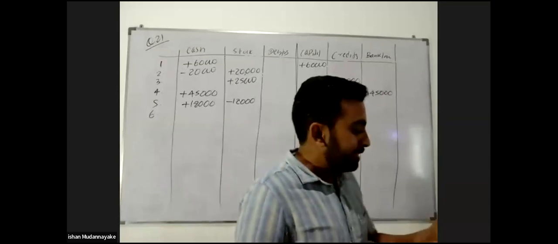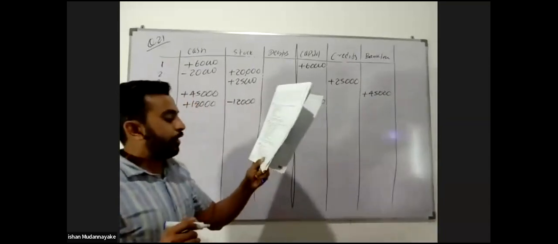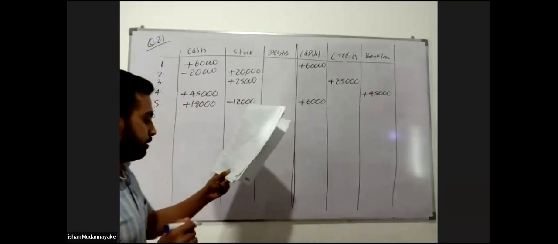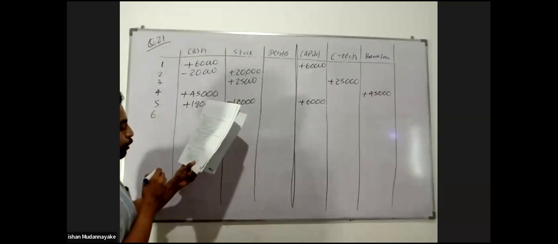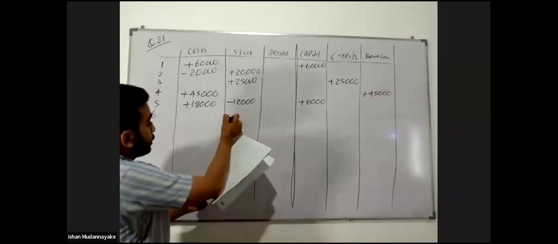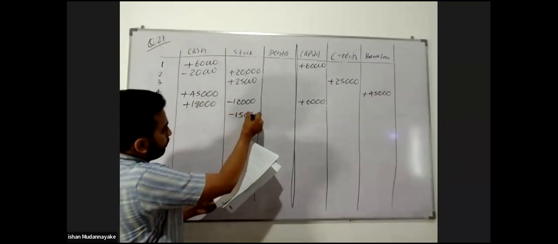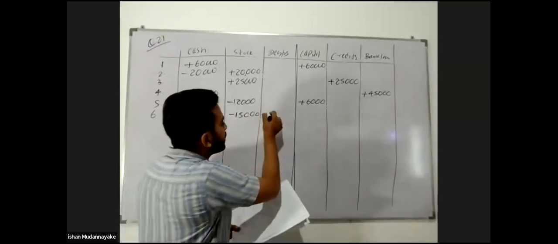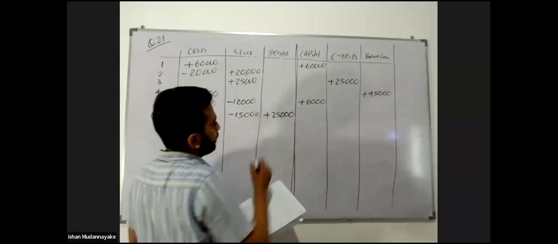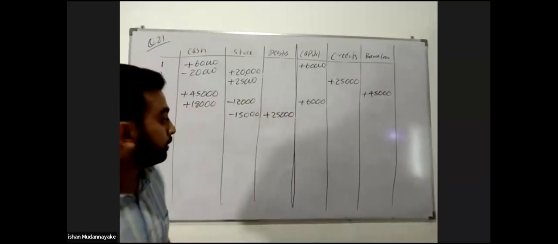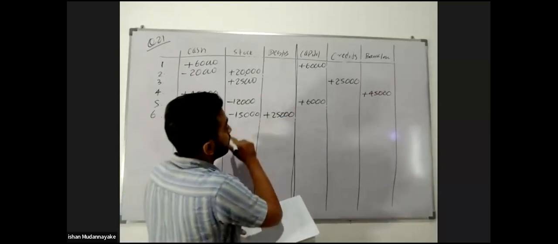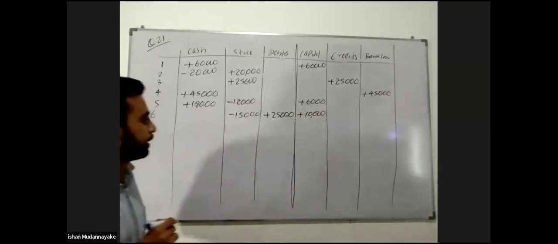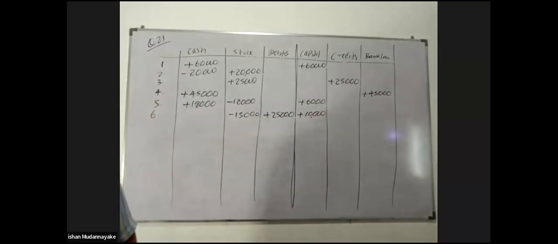Sixth transaction. Sold inventory which costs 15,000 for 25,000 on credit basis. Then stock decreased by 15,000, and debtors of the business increased by 25,000. And then here there's a profit. Profit how much? 10,000. Capital increased by 10,000.